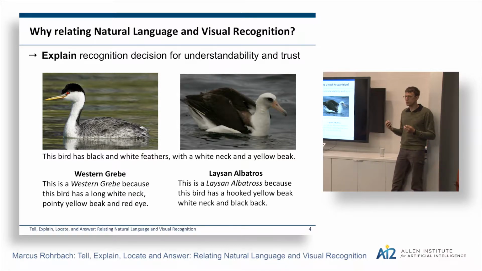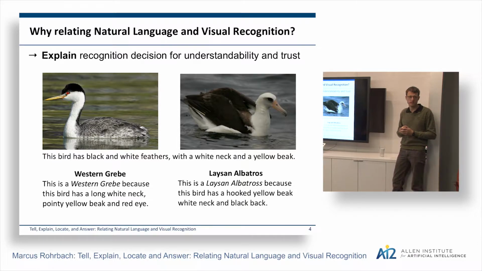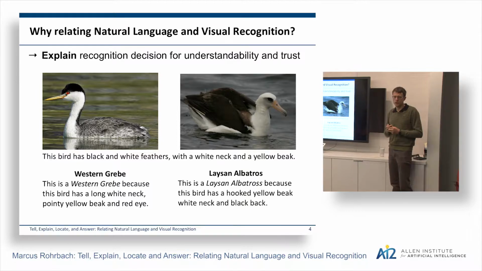And I think this is important to create understandability of what the system is doing, and also create trust for the user, because he can easily verify the explanation. It would be difficult to verify that this is a Western grebe if you don't have any clue about birds. But everyone can see that this bird has a long white neck, pointy yellow beak, and a red eye. And actually the red eye is one of the discriminant things for this bird. So that's the second task we're going to look at.